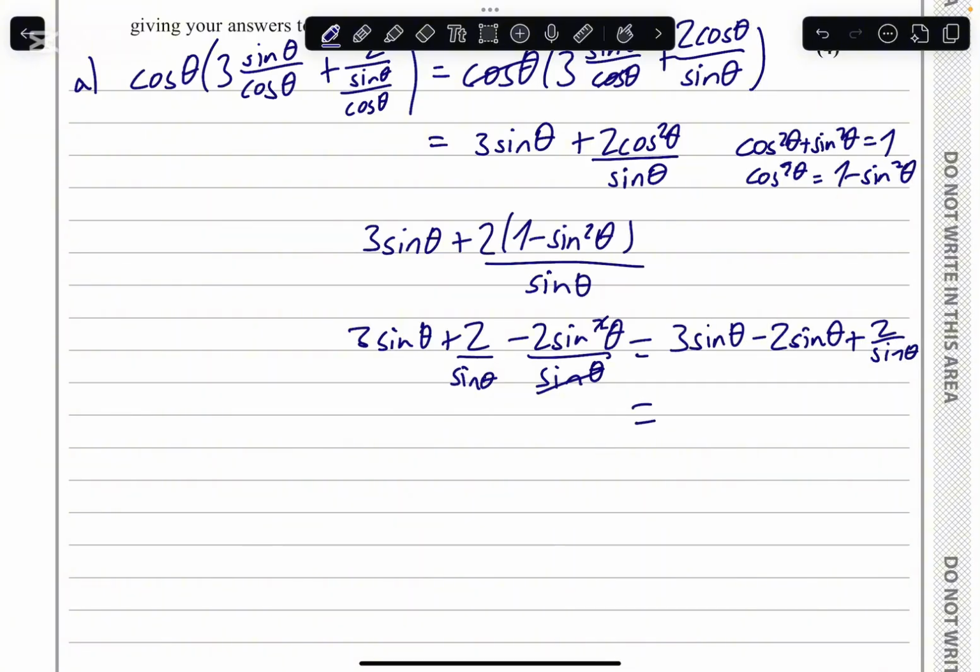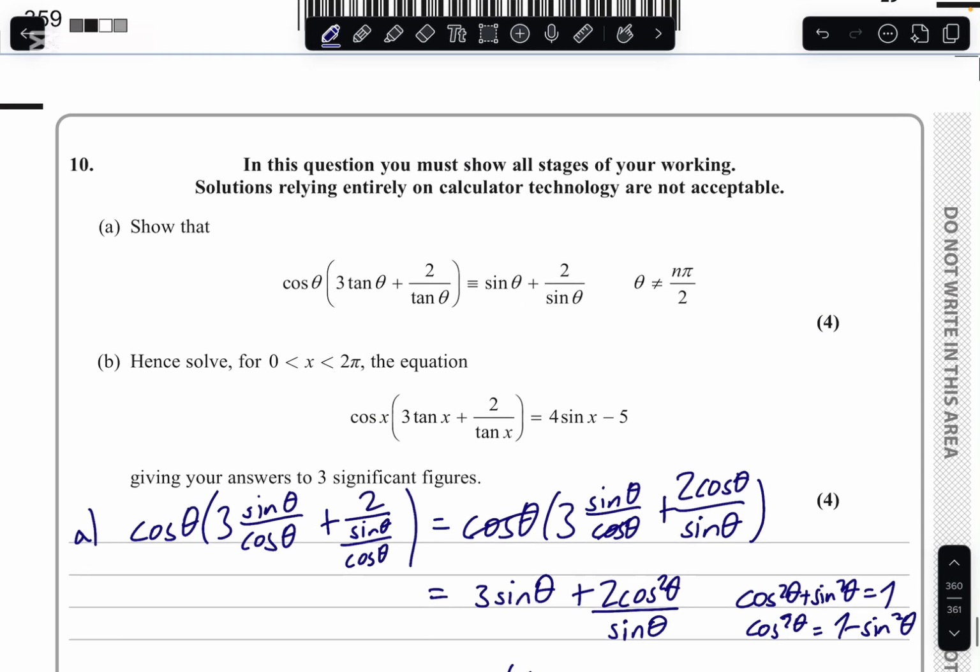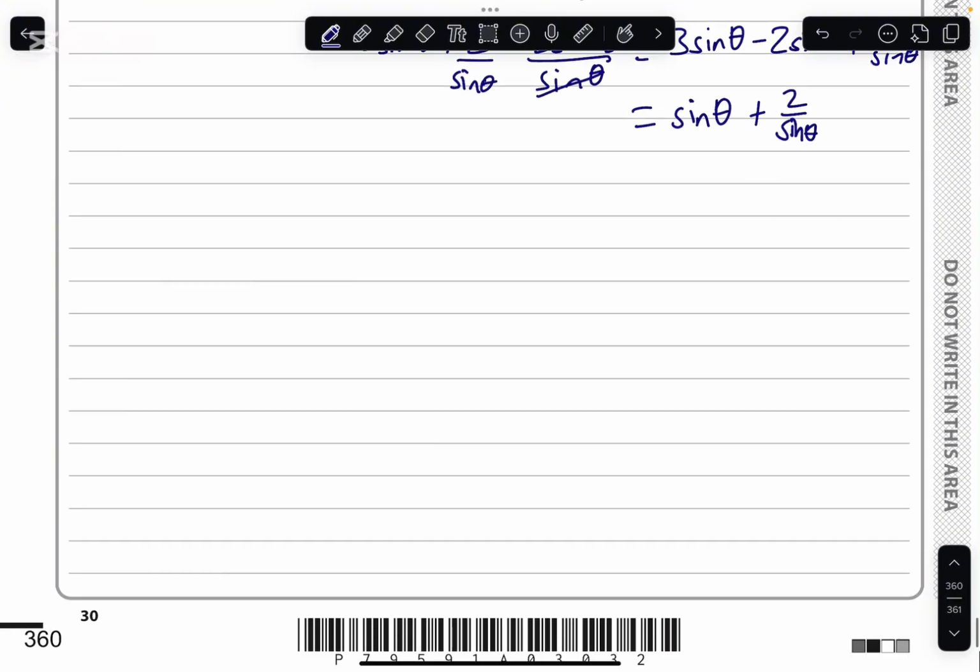And now adding up and taking away all the like terms, we're left with sine theta plus 2 over sine theta, which we needed to show, hence showed.